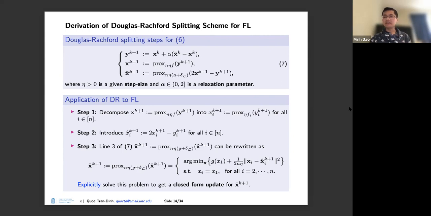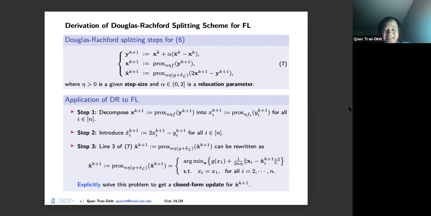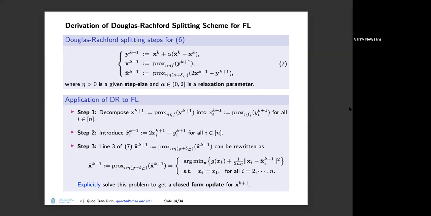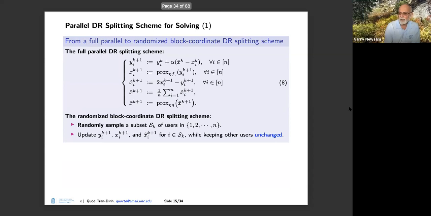Any other question or comment? Yes, Quoc, hello, thanks for the talk. You mentioned you've got a best known upper bound on the communication complexity. Right. Is there any non-trivial lower bound on this communication complexity?